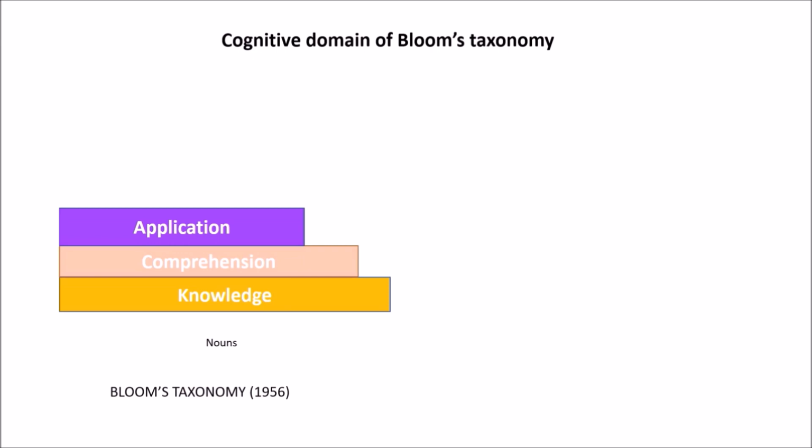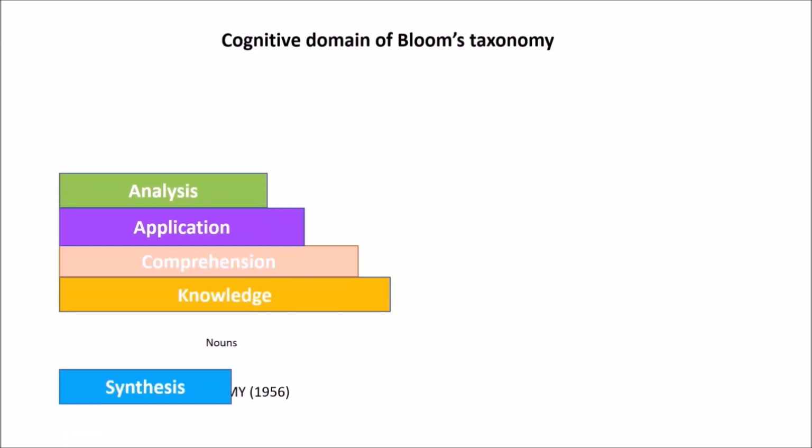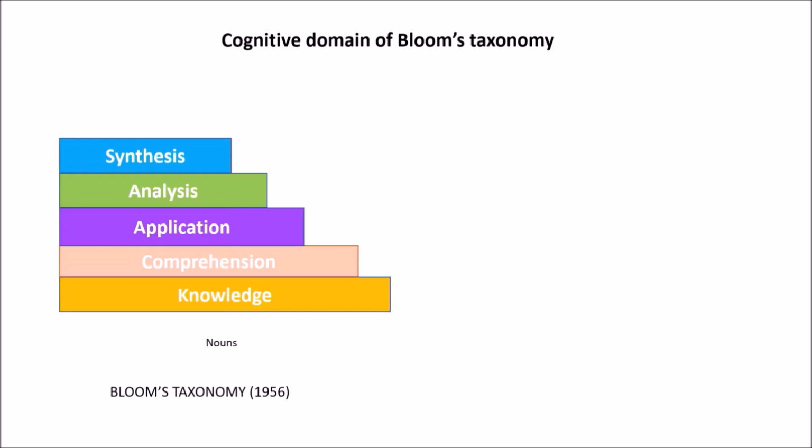Analysis is breaking down information into parts to organize and differentiate. Synthesis is creating something new by combining different components of the information. Evaluation is making judgments based on criteria and standards. In 2001, Bloom's taxonomy was revised and verbs were used instead of nouns to describe the learning objectives.